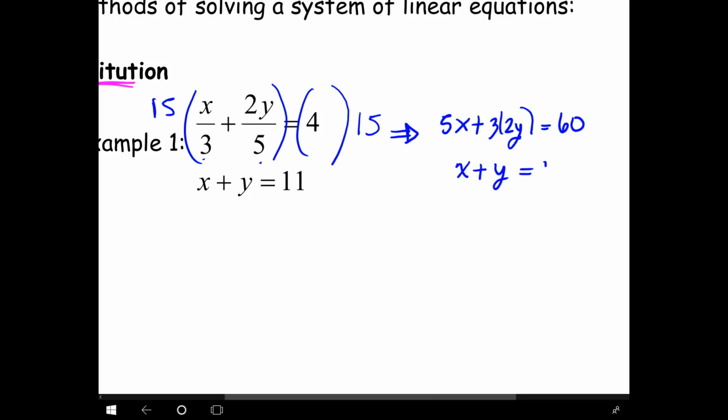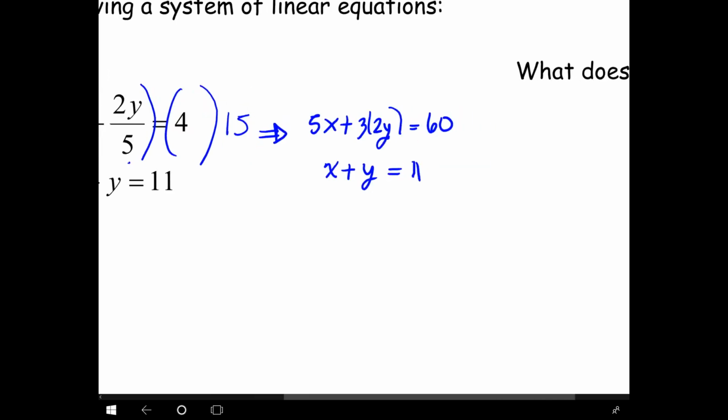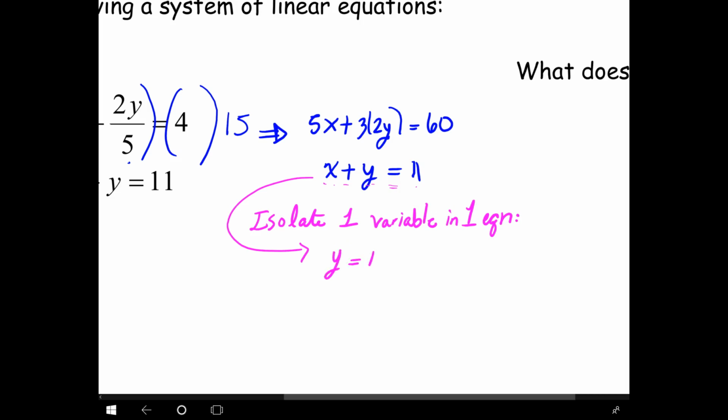No weird fractions. But now in the process of substitution, you want to isolate one variable in one equation. So this equation looks pretty nice to work with. So I'm going to go ahead and isolate y. So I have y is equal to 11 minus x. And then I can take that value and substitute it in for y into the first equation.